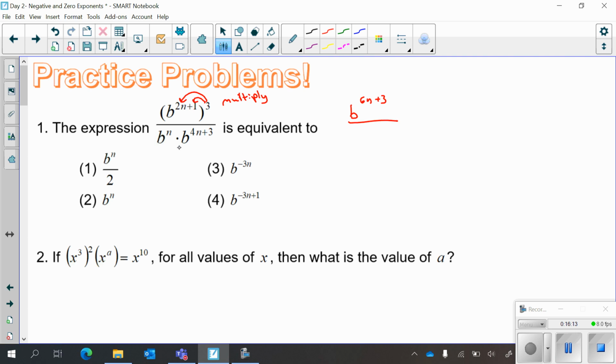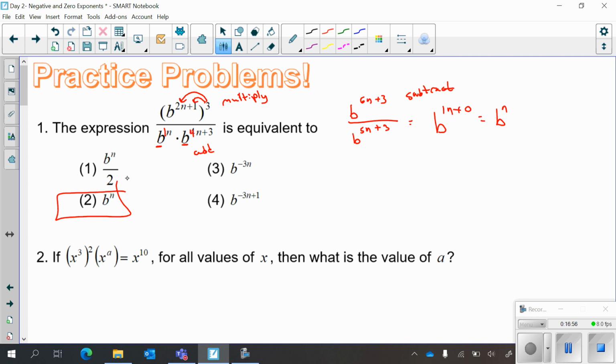In the denominator, you are multiplying, so you're going to add. So 1n plus 4n is going to be 5n plus 3. Now that you're dividing, you are going to subtract. So you keep your base and you subtract. 6 minus 5 is 1n. 3 minus 3 is 0. This is just b to the n power.